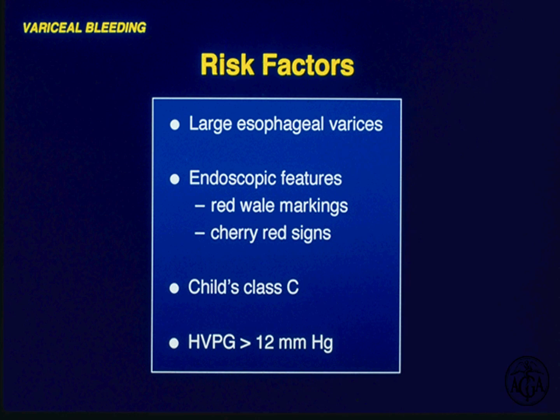The risk factors for variceal hemorrhage include the size of the varix. The larger ones bleed more. Endoscopically, if you have red whale signs or cherry red signs. If you have Child C cirrhosis as compared to Child A or Child B, the worse the liver disease is, it means the worse the Child class is, the more risk of bleeding. Also, if you have a hepatic venous pressure gradient of more than 12 millimeters of mercury, this is a gradient that gives you the difference of pressure between the portal circulation and the systemic venous circulation. If it's more than 12, then there's a higher risk of bleeding.